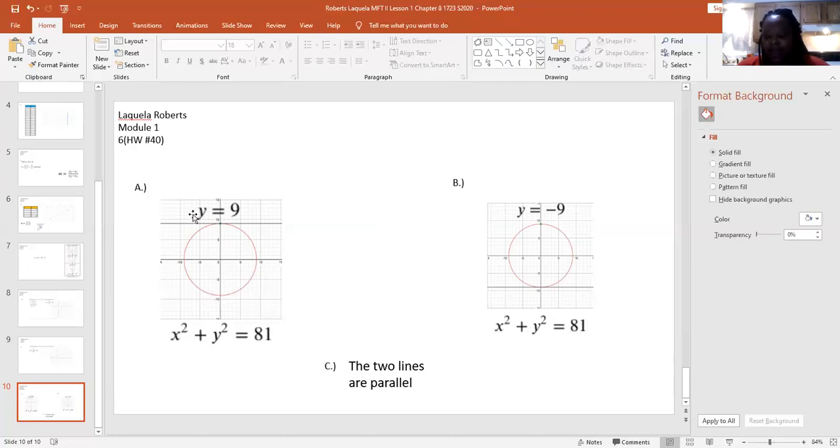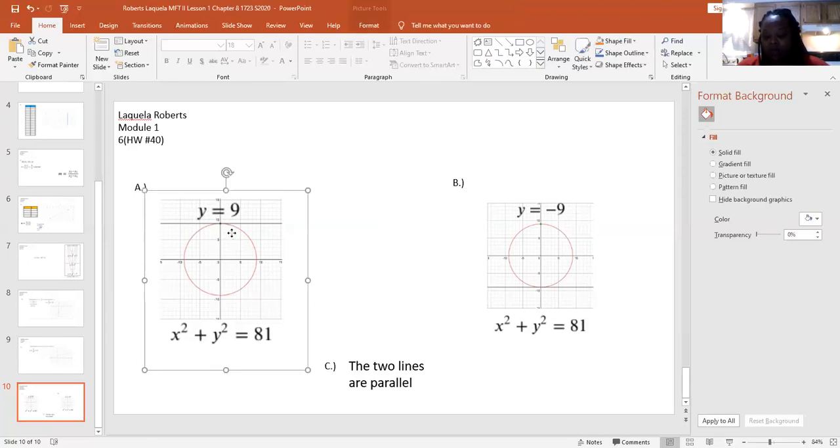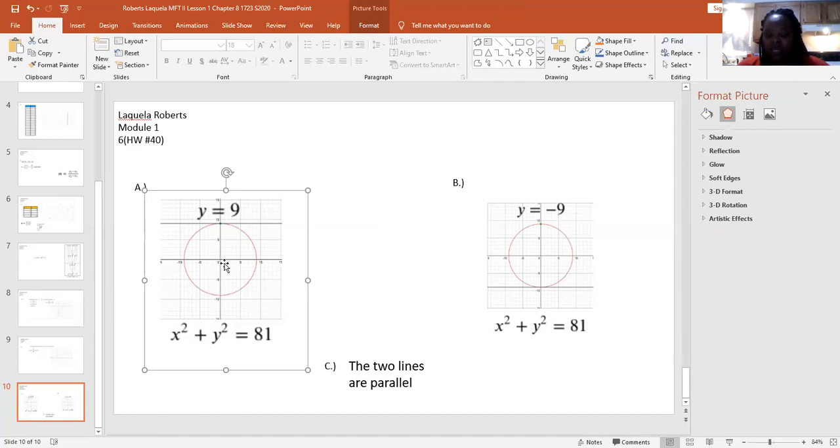And so you have y minus negative 9 equals 0 minus 0 over 0 minus negative 9. And you get y equals negative 9. All right? So that's that.